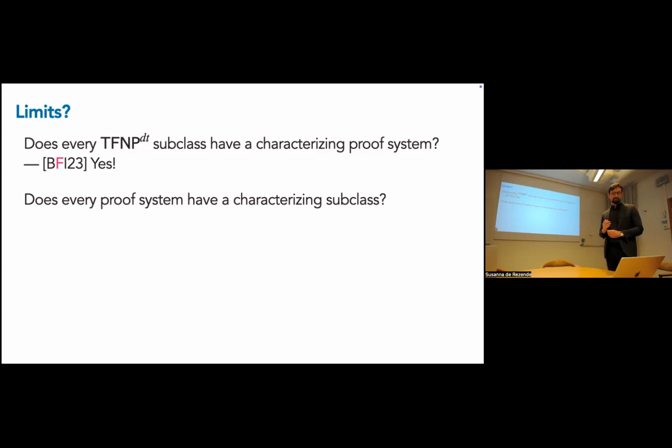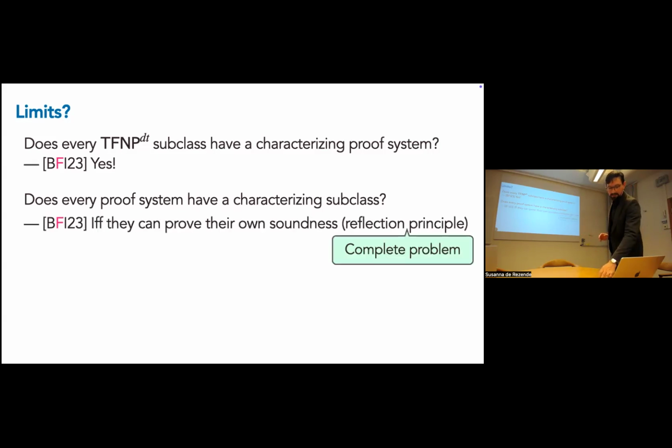And also, does every proof system have a characterizing subclass? Here the answer is they need to be able to prove their own soundness, so they need to prove what is known as a reflection principle about itself. The reflection principle turns into the complete problem for the TFNP class, and we get a characterization through this. There are slight caveats to this.